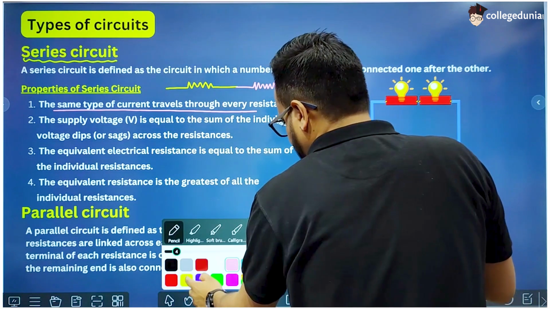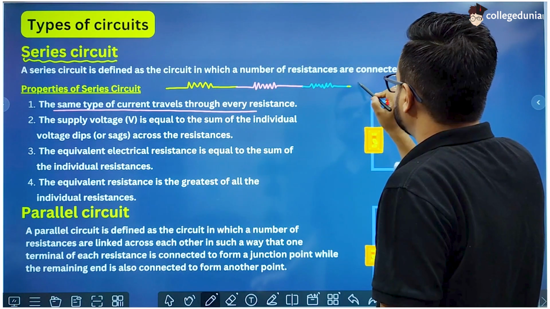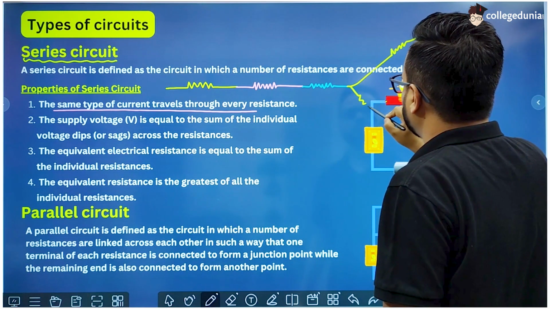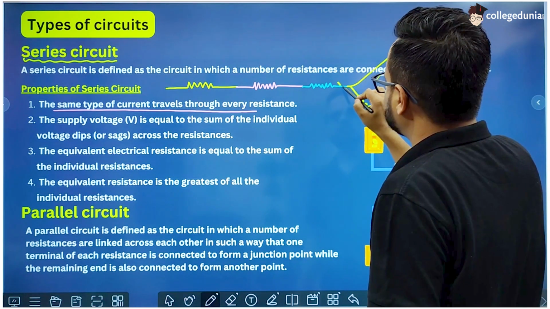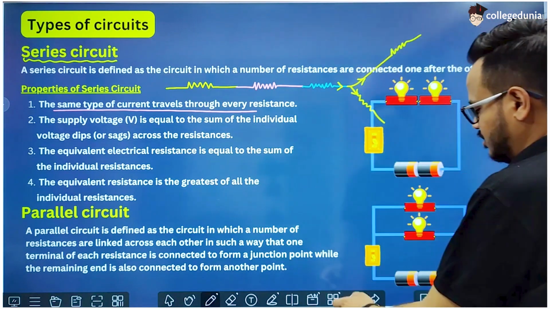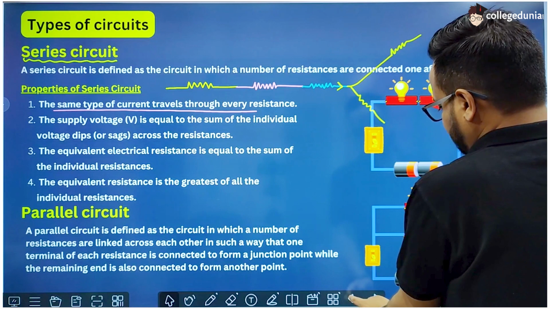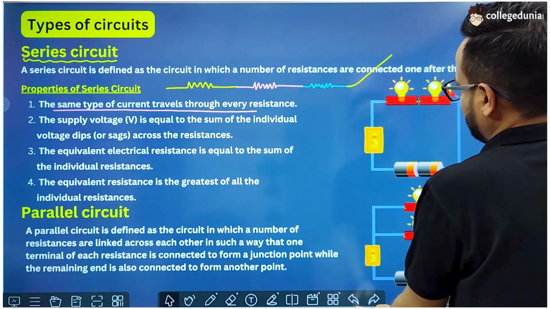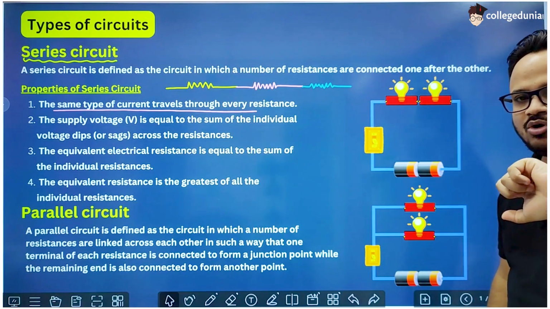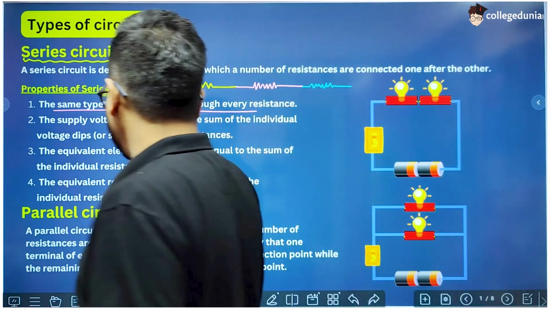If I draw another branch, let's say this branch separates into two branches. Now the current which is coming from this branch will be divided into two parts. But since in series arrangement this is not the case, all the components are connected in the same branch. So in series current is always same.